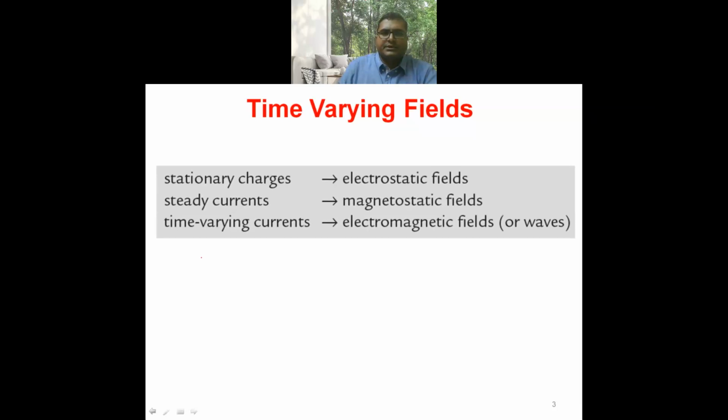So far we discussed about electrostatics and magnetostatics, and from now onwards our discussion is with time varying fields. Static electric field is due to stationary charges, static magnetic field is due to steady current, and time varying field is due to time varying current. Time varying field is also called electromagnetic field or electromagnetic waves.